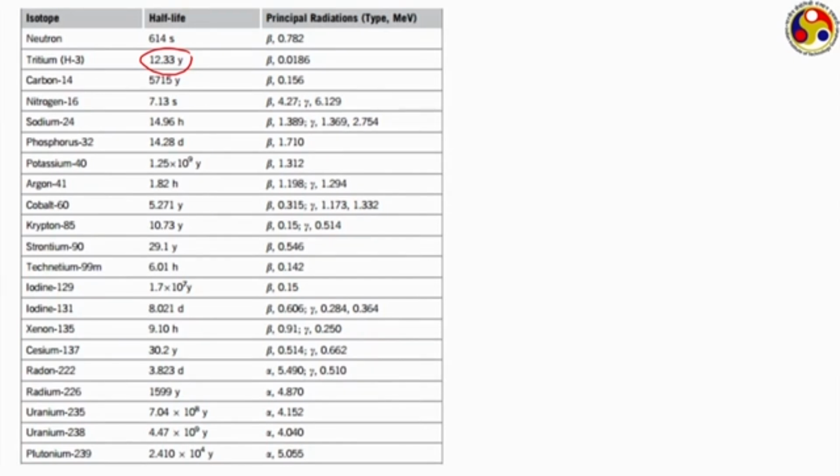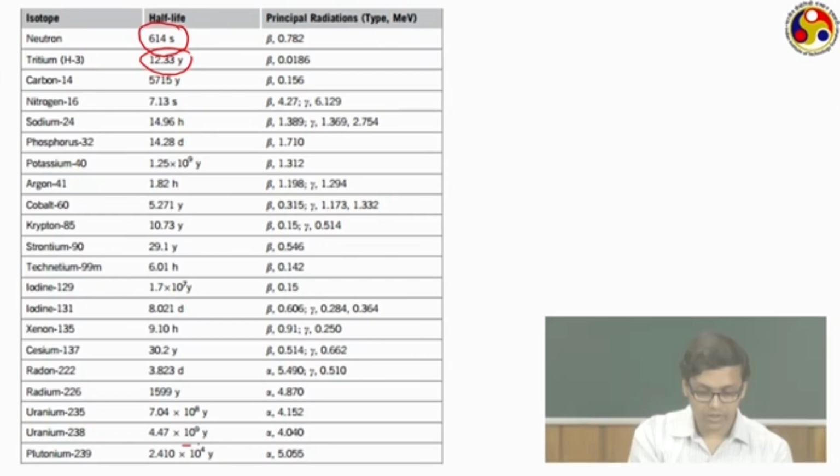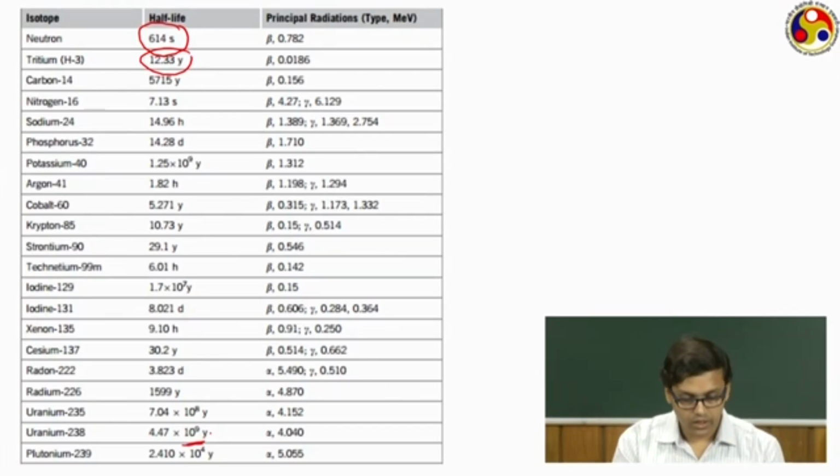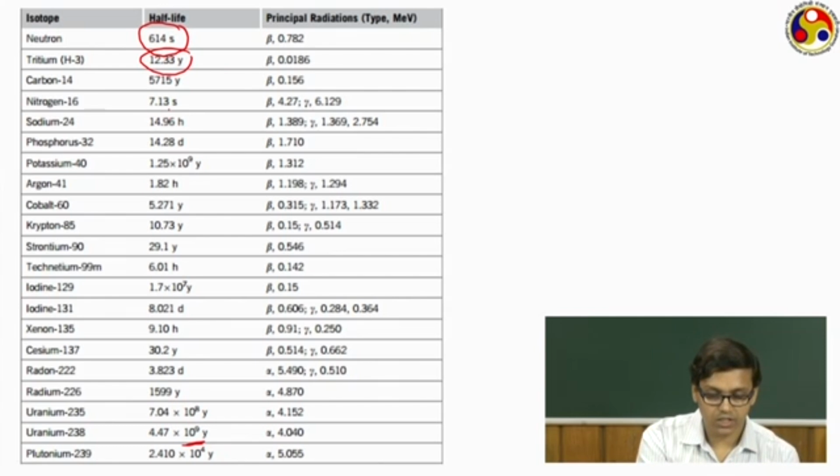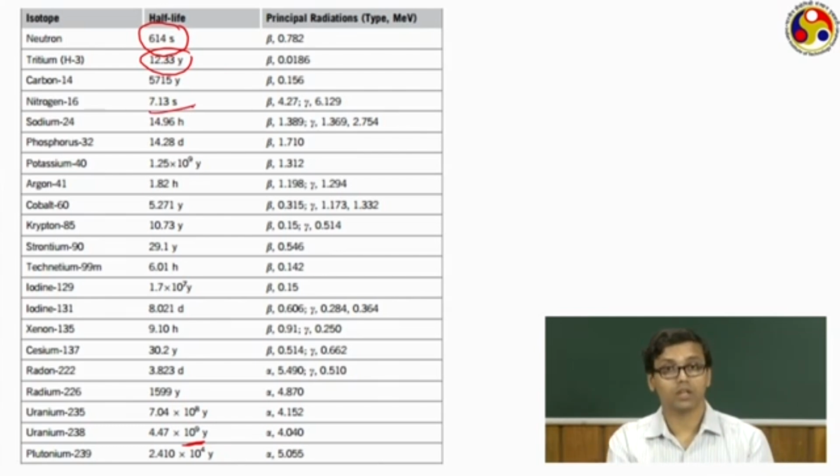But of course, the range of half life is quite large, as you can see. We start with a value of 614 seconds, while some of the isotopes can have extremely large values of half life, like you can see for uranium 238 it is of the order of 10 to the power 9 years. I think thorium is missing from this chart. Thorium can also have a half life even higher, of the order of 10 to the power 10 years. Here Y refers to years, S refers to seconds and H refers to hours. Some isotopes can have very small half life, like here you can see nitrogen 16 has a half life of only 7.313 seconds. That is, within a period of 7 seconds the number of nitrogen isotopes will become half of its initial value.